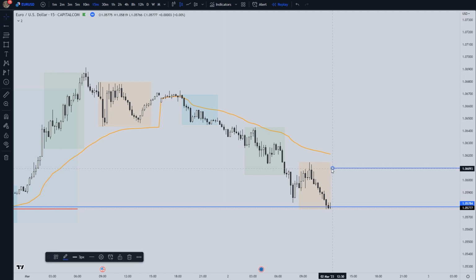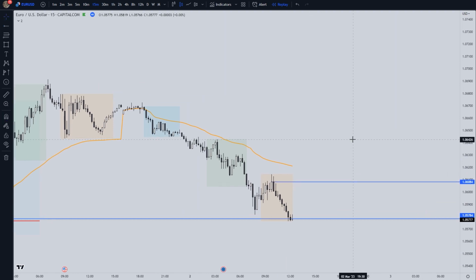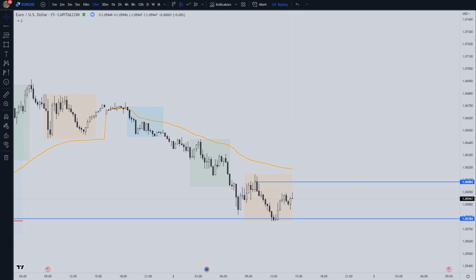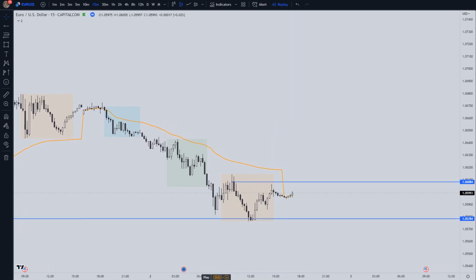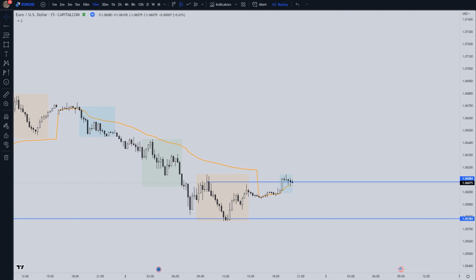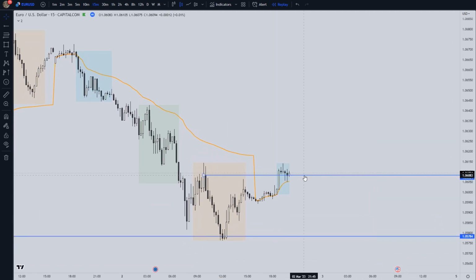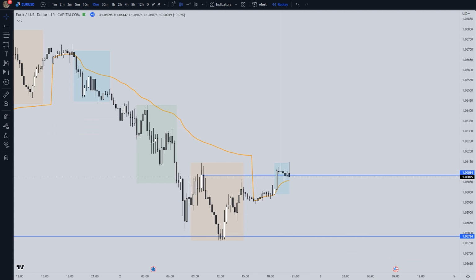Alright, and here I mark the resistance level of the leg that made the last low. And what I'm waiting for now is a close above this resistance level, because this is an indication that the market structure is going to change. Okay, it happened here, then price is retracing a bit.